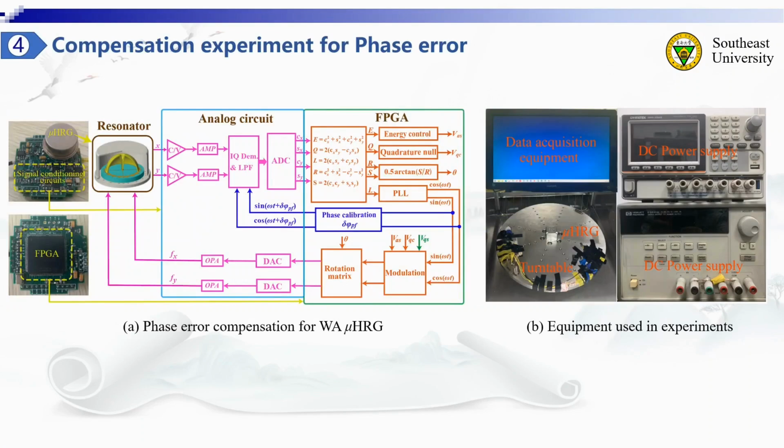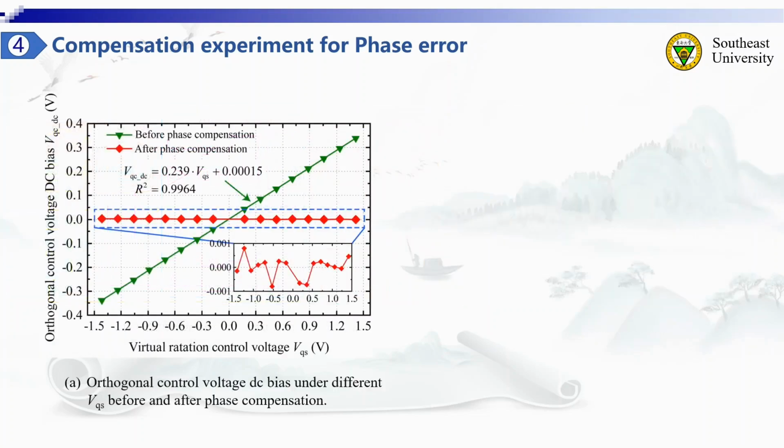Figure A shows the phase error compensation method based on the phase error characterization result. The phase error compensation is achieved by calibrating the demodulation reference signal phase. Figure B shows the equipment used in the experiment. We first perform the phase error characterization experiment by using the presented method.